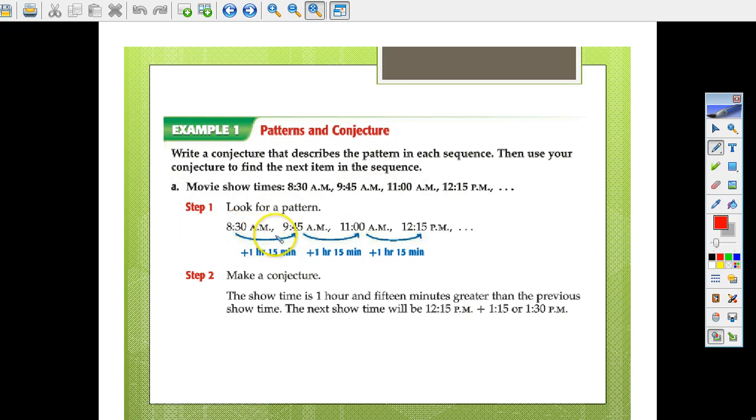Alright, so between 8:30 and 9:45, it looks like an hour and 15 minutes. 9:45 to 11, an hour and 15 minutes. 11 to 12:15, an hour and 15 minutes. So based on this pattern, what do you think the next movie time will be? Make a conjecture. The show time is 1 hour and 15 minutes greater than the previous show time. The next show time will be 12:15 plus an hour and 15 minutes, which will be at 1:30.